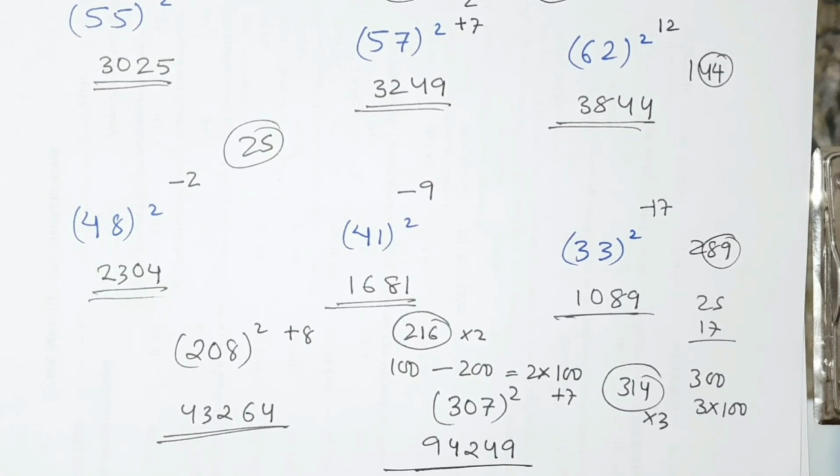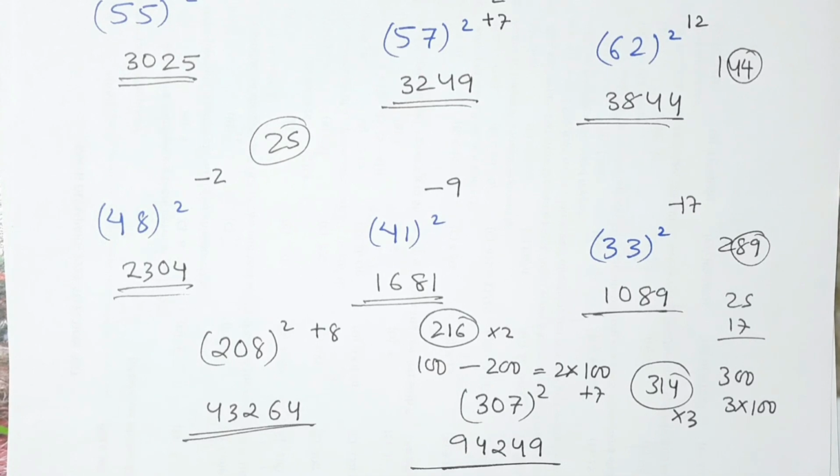In this way we can calculate the square of any number by using the base method within 5 seconds. Okay, this much for today.